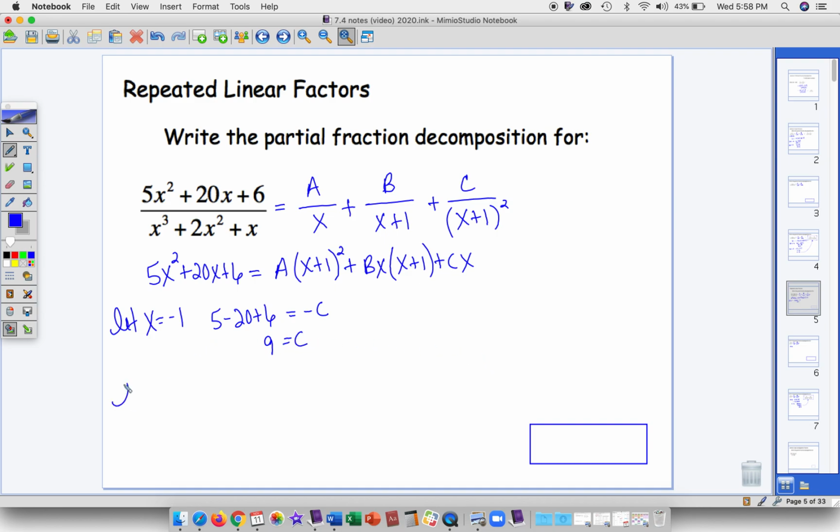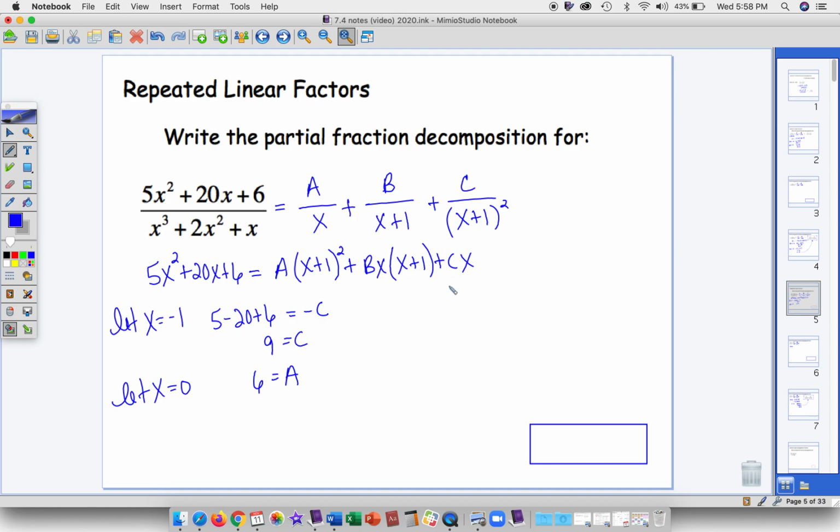Okay, I can also let x equal 0. When I let x equal 0, that will make these two terms drop out. Okay, so over here, I'll just have a, and on this side, these two terms drop out. So a is equal to 6. Okay, now there's nothing else I can choose for x that will allow me to solve for b. Right? There's nothing I can plug in that will make a and c drop out.